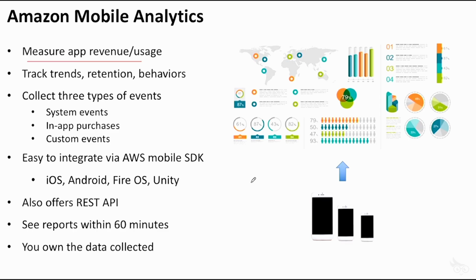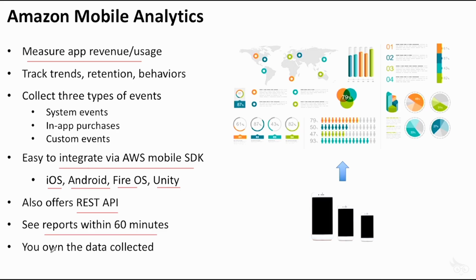And instead of writing a service to do the analytics for you, perhaps you want to just leverage an existing service such as Amazon Mobile Analytics. So it's very easy to get started simply integrating the AWS Mobile SDK, which supports iOS, Android, Fire OS, and Unity out of the box. Otherwise, we could leverage the REST API directly. And then once we start sending information into the mobile analytics service, we can see reports within 60 minutes.